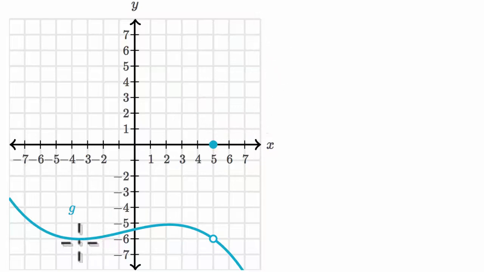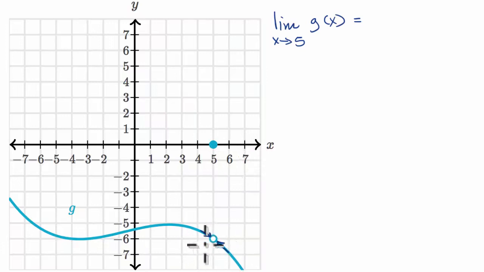So we have the graph of y is equal to g of x right over here. And I want to think about what is the limit as x approaches 5 of g of x. Well, we've done this multiple times. Let's think about what g of x approaches as x approaches 5 from the left. g of x is approaching negative 6. As x approaches 5 from the right, g of x looks like it's approaching negative 6.